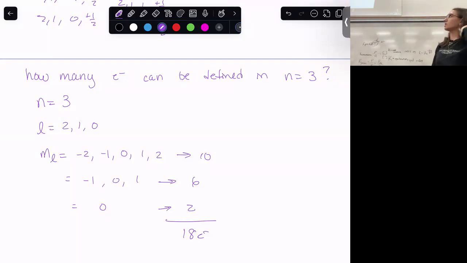And then if L is equal to 0, then there's only one option for m sub L that can have 2 electrons in it. So 2 come from there. So we have 18 total electrons if n is equal to 3. Do we see how that works in terms of trying to find the constraints of what it's working in? And then we have to work with all the other options.